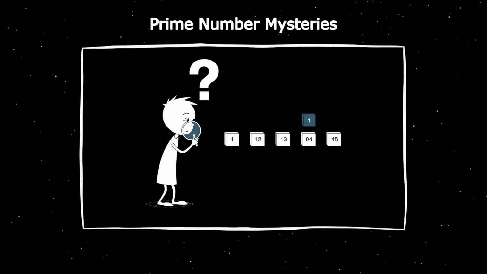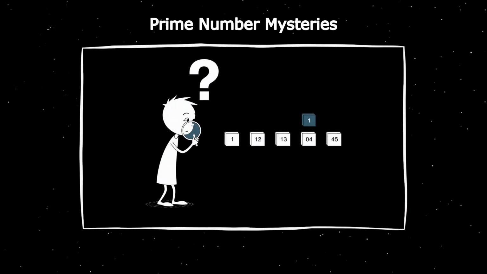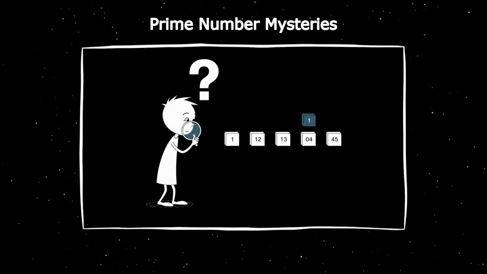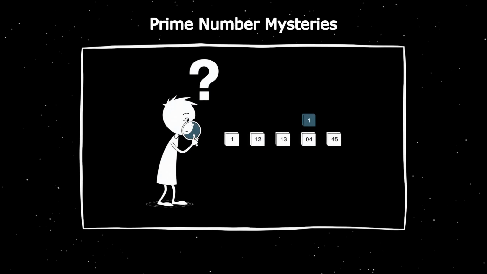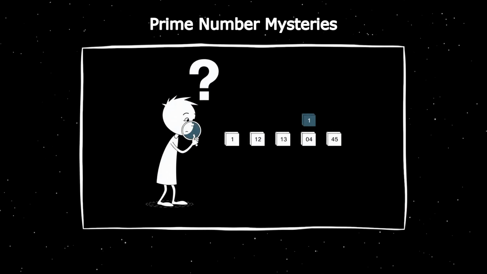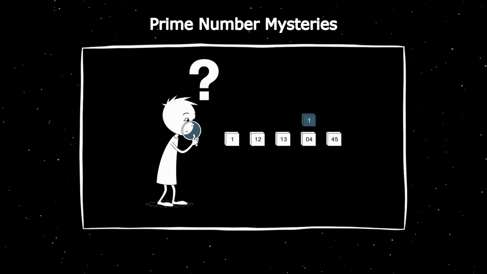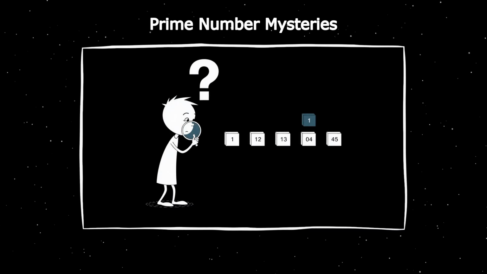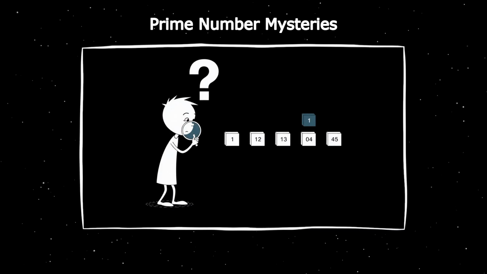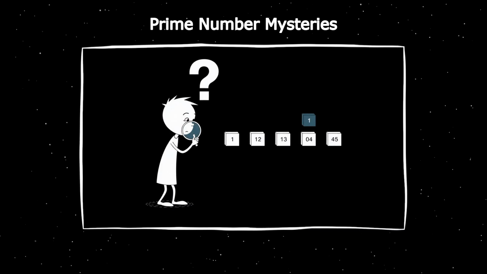This exclusivity renders them unique. But what makes them so special? Beyond their definition lies a plethora of intriguing characteristics and patterns that often leave scholars puzzled. One of the most captivating aspects of prime numbers is their unpredictable distribution.